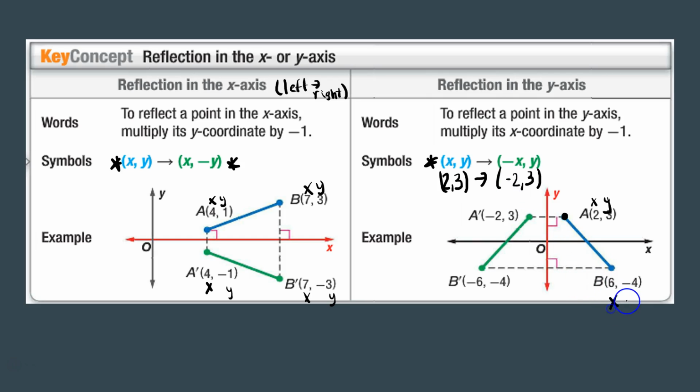And then we have B, which is (x, y). So x changes to a negative, so 6 becomes negative 6. Y is still negative 4.